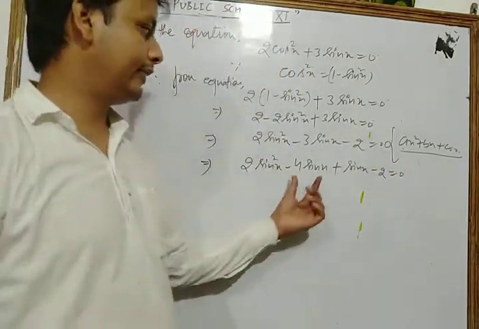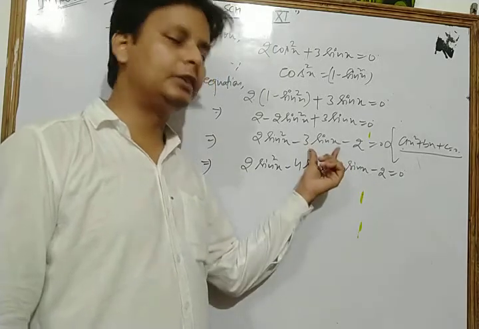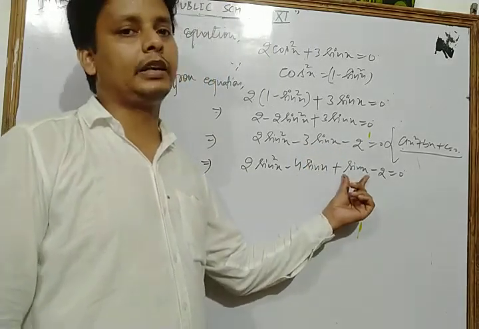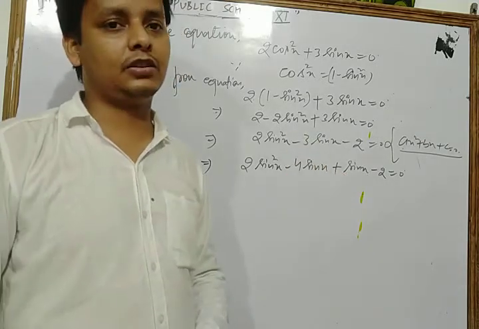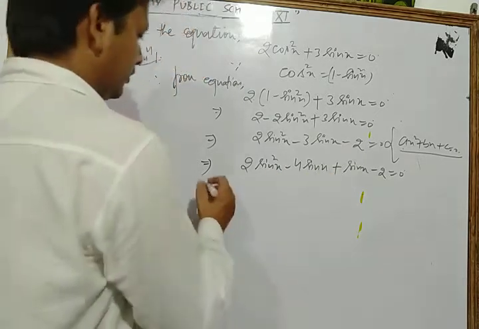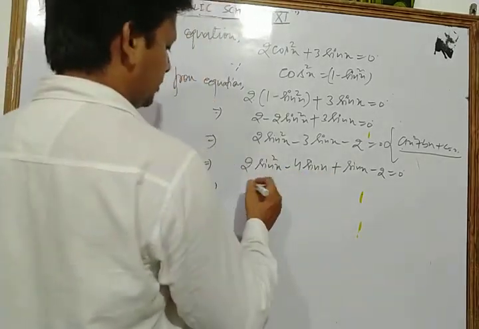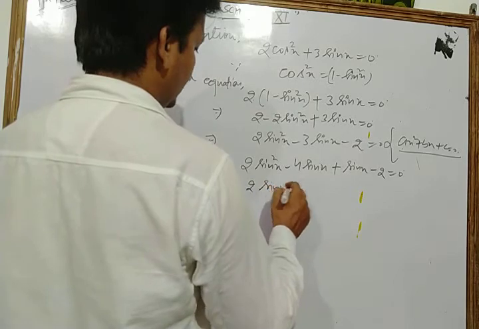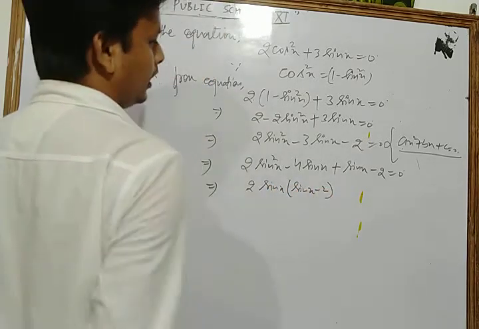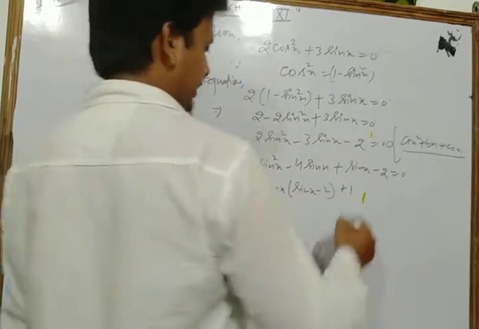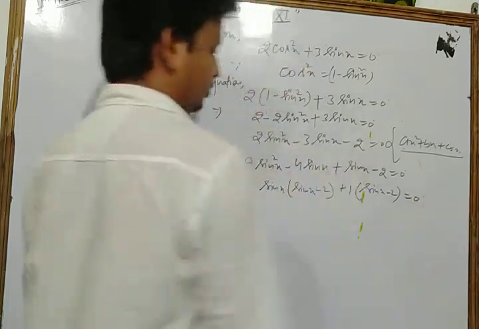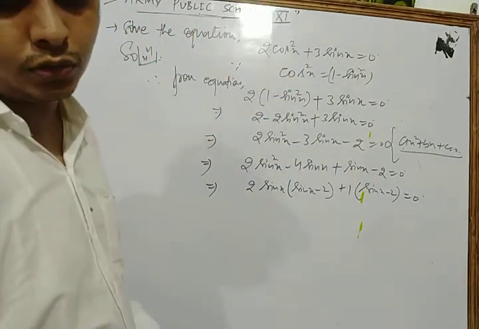Because we split the middle term: if we take minus 4 sin x and plus sin x, then we get minus 3 sin x. Now we form pairs and take common from both the pairs. Here we take 2 sin x common, so we get sin x minus 2. Here we take minus 1 as common, so we have sin x minus 2 is equal to 0.